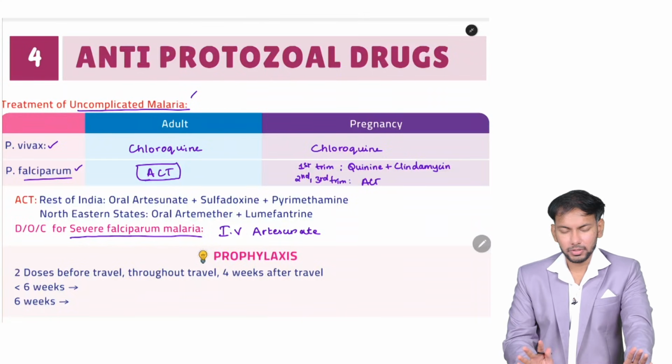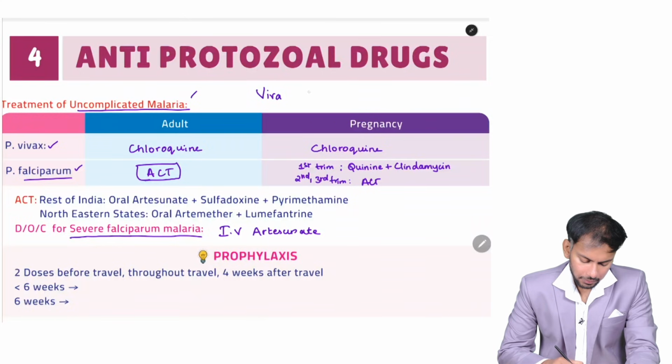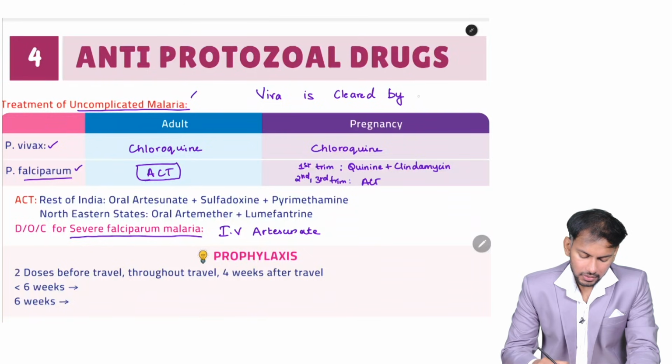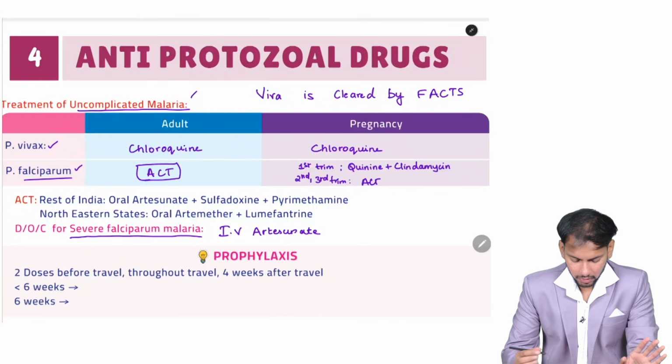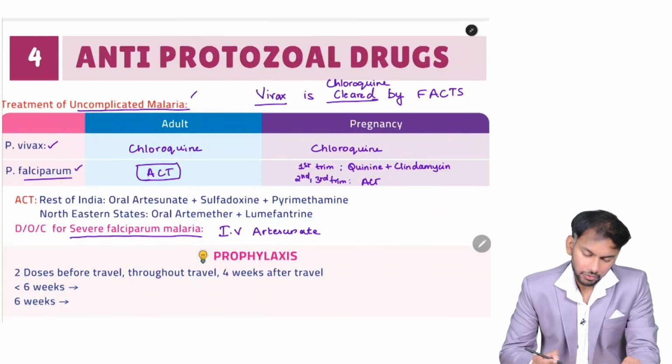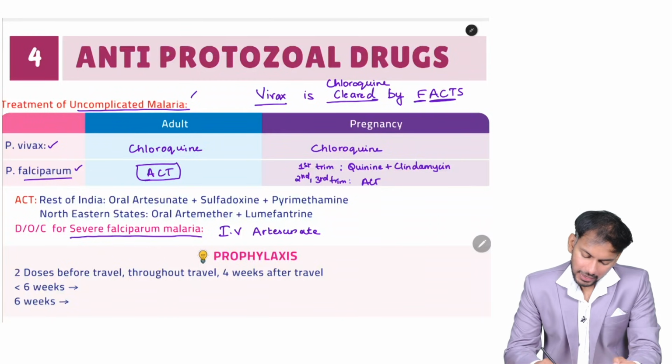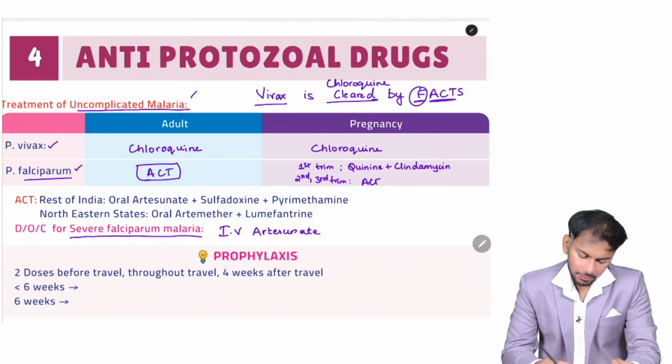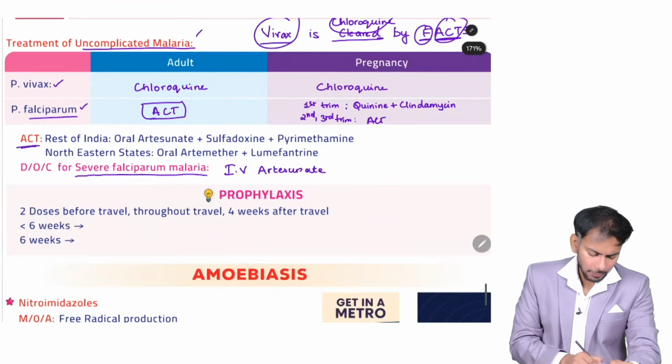So how do you remember all of it? See, how do you clear a viva? By answering it correctly. Yes, so viva is cleared by facts. This is how I remember. Viva means Vivax, C is for chloroquine. So Vivax is chloroquine. Facts: F is for falciparum and ACT is for ACT therapy. So falciparum, ACT therapy, Vivax, chloroquine. That's all done.